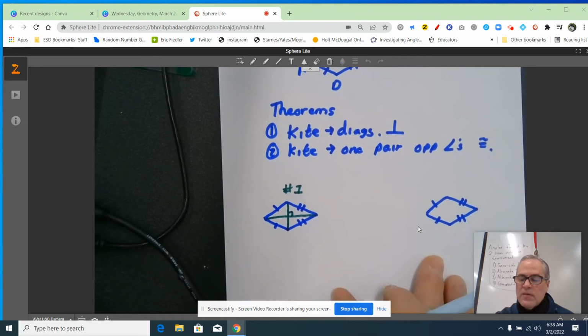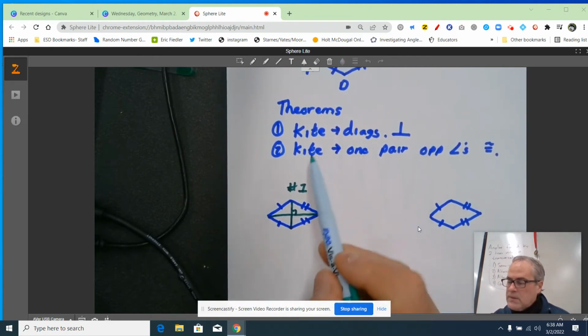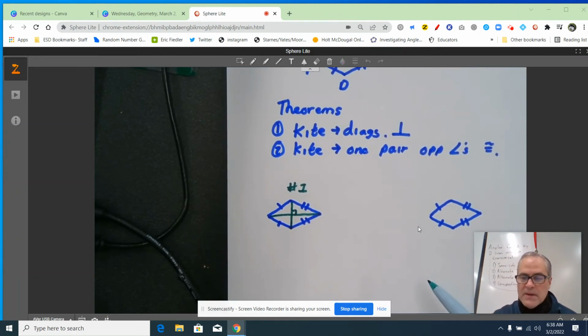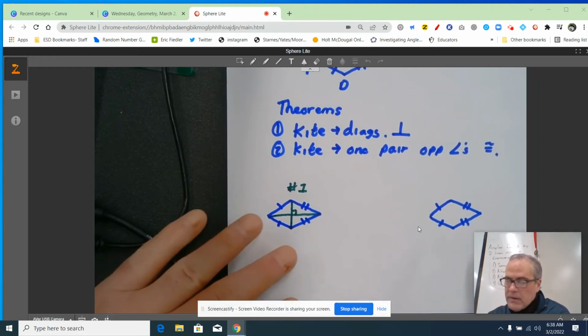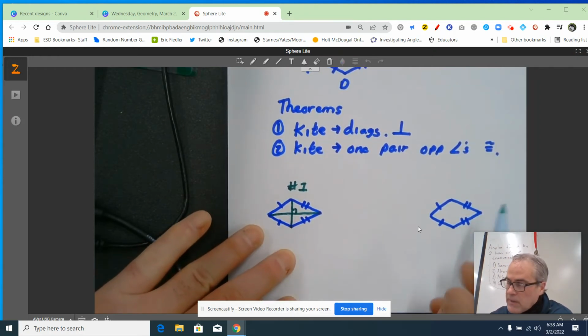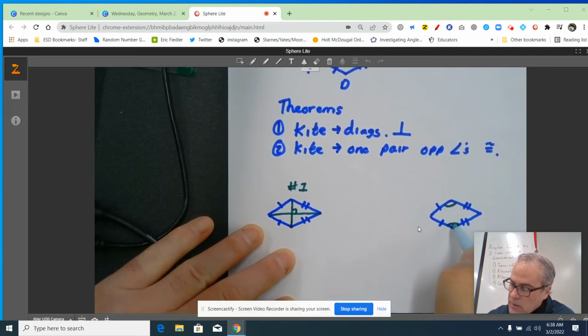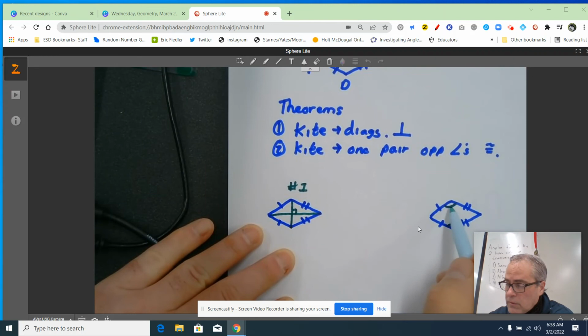Okay, let's look at the second theorem. The second theorem says if the quad is a kite, then one pair of opposite angles are congruent. Sometimes our students have a tough time telling which is the one pair of opposite angles that are congruent. Here's the trick to it. It's the angle that's between the non-congruent sides. So these two angles right here are congruent. These other two may not be congruent. These are the only two that you're guaranteed are congruent.